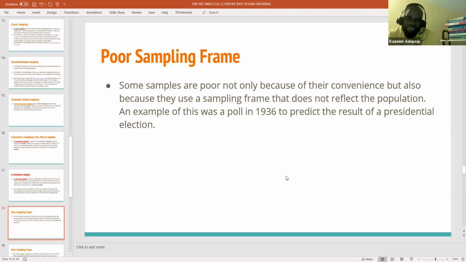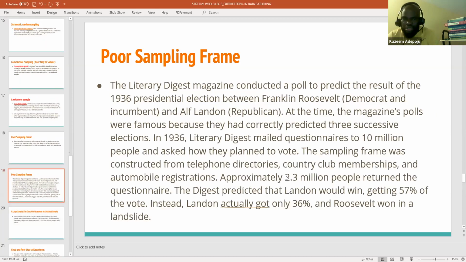If your sampling frame is poor, I remember in 1936 there was a popular magazine called Literary Digest. Literary Digest had predicted the presidential election result correctly prior to the 1936 election. But do you know what happened? This particular organization tried again to predict the 1936 presidential election in the United States. And don't forget, prior to 1936, they had succeeded in correctly predicting three presidential elections before that.